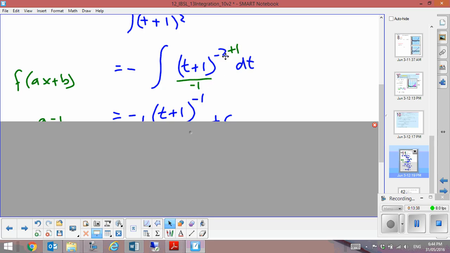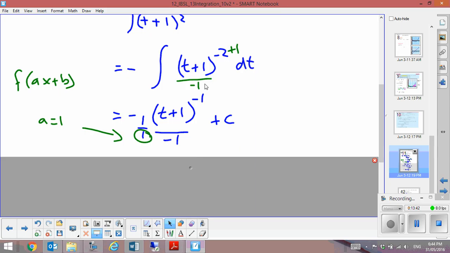So we've got now (t plus 1) to the minus 1 here, and we're dividing by minus 1. And remember, if it's f of ax plus b, we then want to multiply by 1 on a. So the a in this case is 1, the coefficient of t, and we're dividing by 1. So we've got 1 over 1. There's our new index, minus 1 from the minus 1. That's our minus from the front of our integral, plus c.